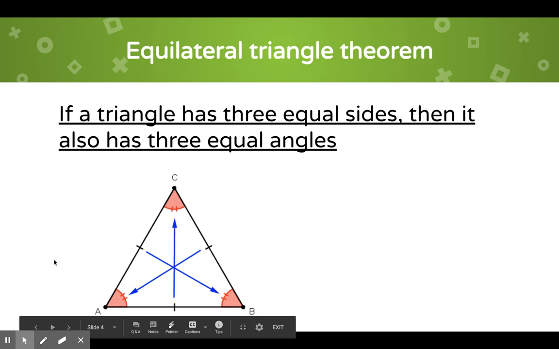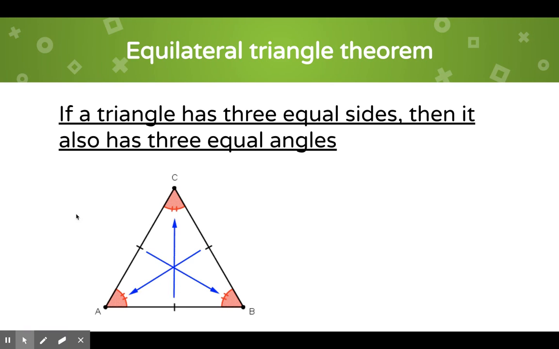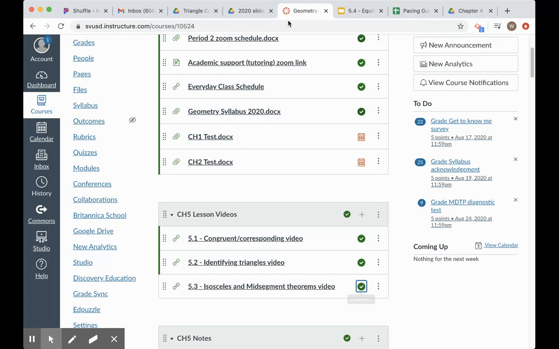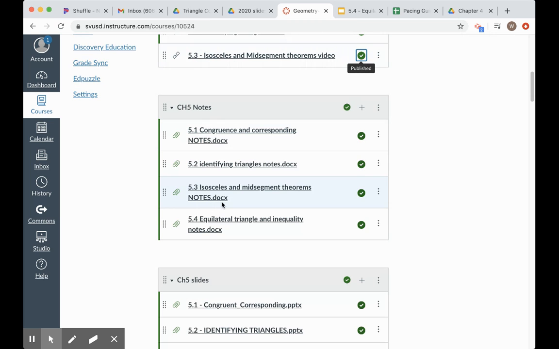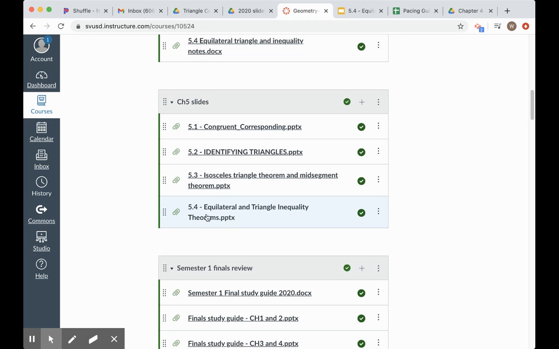Okay, the equilateral triangle theorem. Similar to what we said with isosceles. Again, I apologize. Hold on. If you go into Canvas, the notes are available here for lesson 5.4. Notes and slides are available for 5.4. Please use those while you're going through this video.